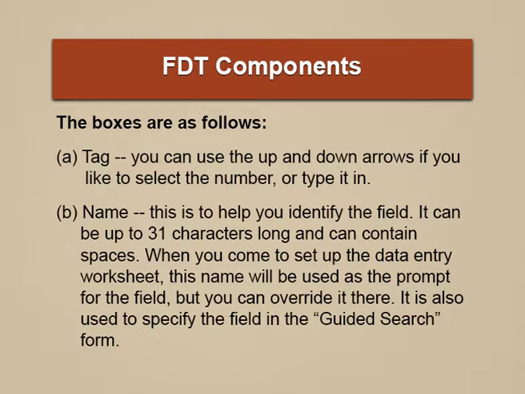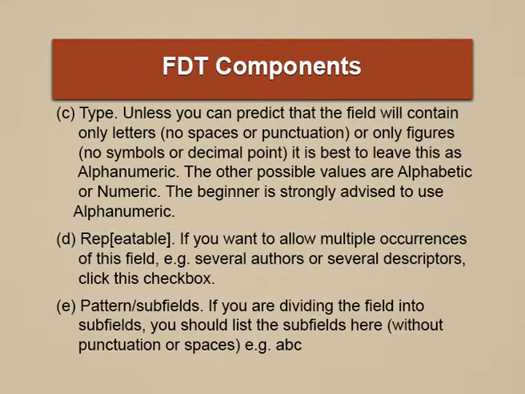Now, after your tag definition is over, then you have to provide a name for that particular tag. If you are using a standard content designator system, you better stick to the name or the label given by the code, and here the one restriction is that the name can be a maximum of 31 characters and it may include space. So, after your name declaration is over, you need to go to the type.